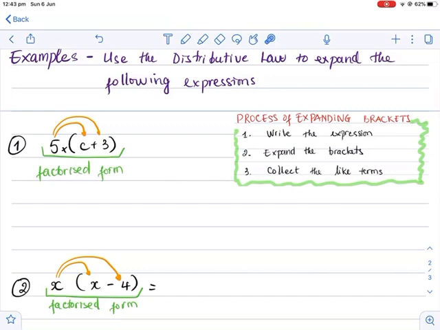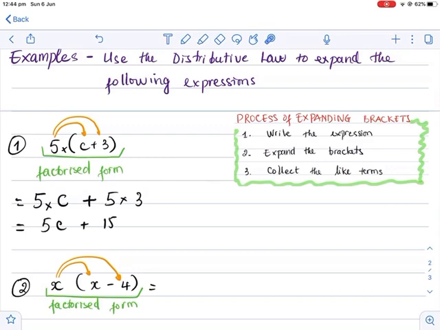To use the distributive law, I'm going to distribute the number in front of the brackets into each term inside the bracket. So I'm going to get 5 times C, which is 5C. And then I'm going to get 5 times 3. So I just write down here 5 times C. And because 5 is positive 5 and this one is positive 3, my next one is going to be positive 5 times 3. My final answer is 5 times C is 5C and 5 times 3 is 15.